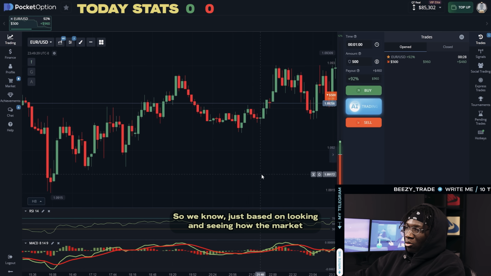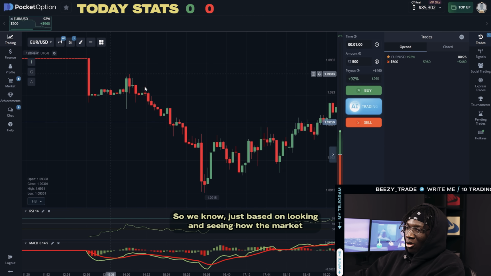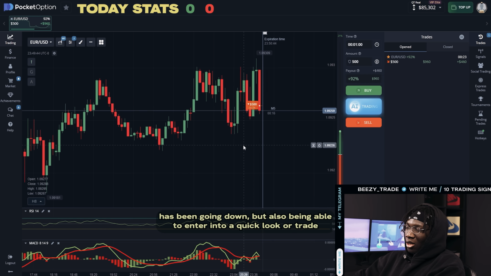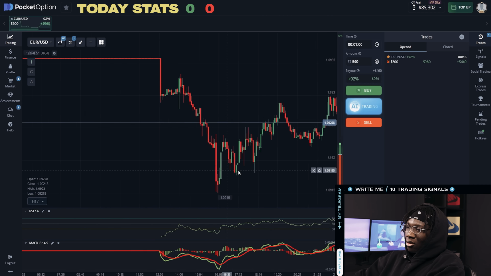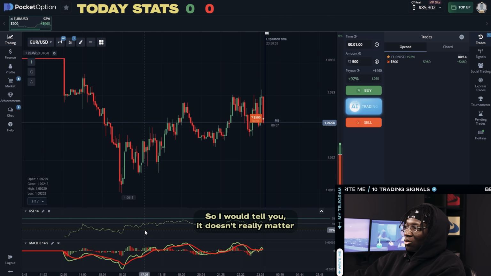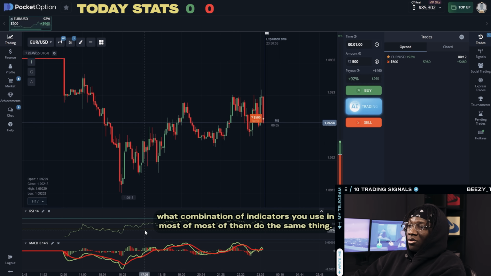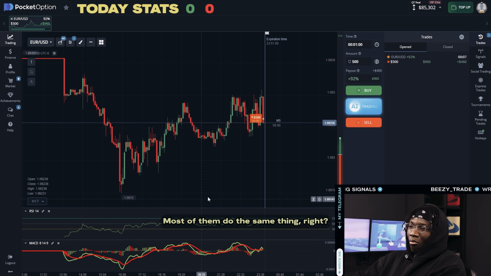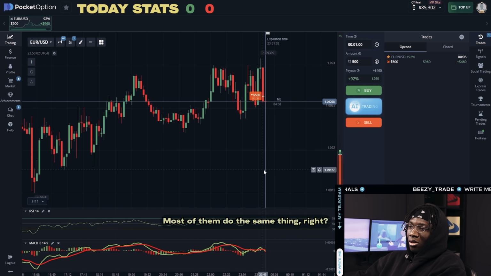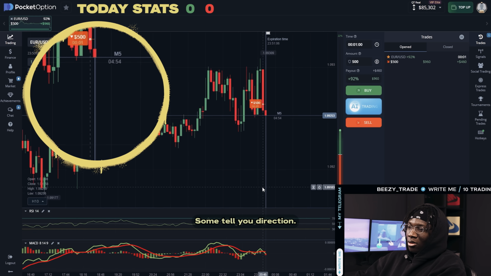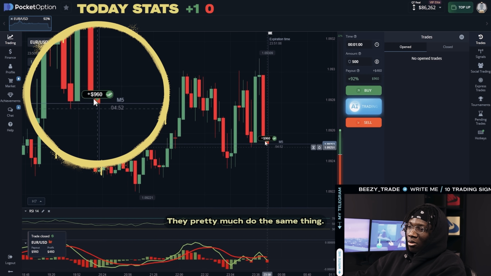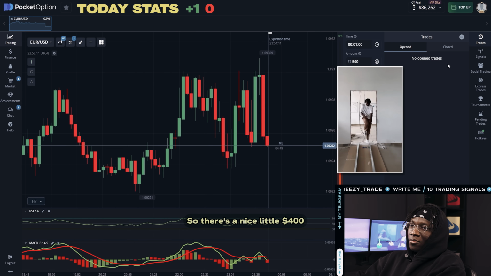So we know, just based on looking and seeing how the market has been going down, but also being able to enter into a quick little trade based on what the indicators are showing and just what I could see on the charts, it's definitely something. So as I tell you, it doesn't really matter what combination of indicators you use, and most of them do the same thing. Some may tell you momentum, some tell you direction. They pretty much do the same thing. So that's a nice little $400.